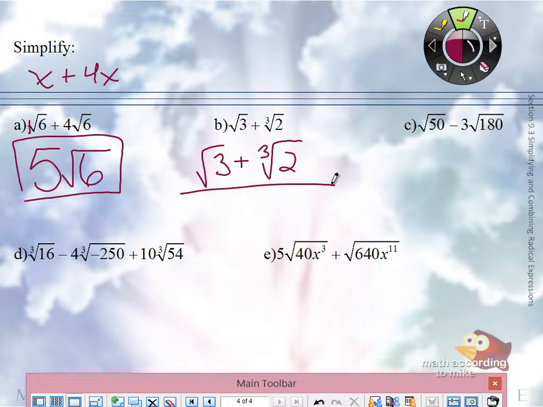C, they are both square roots, but as they are currently written, they do not have the same radicand. But we can rewrite it. How did square root of 50 rewrite? I'm sorry? How about square root of 180?